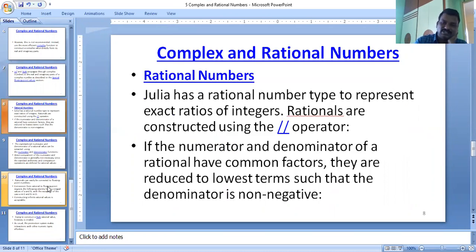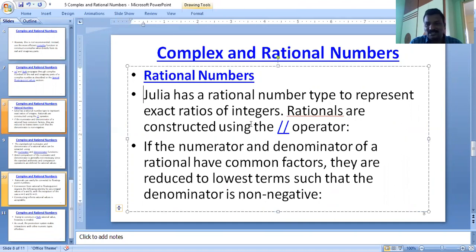Another important one here is rational numbers. What is a rational number? Julia has a rational number type to represent an exact ratio of integers. Here, the rational numbers are constructed using slash slash. The slash slash operator is used for constructing the rational numbers. Yes, that is simple information.